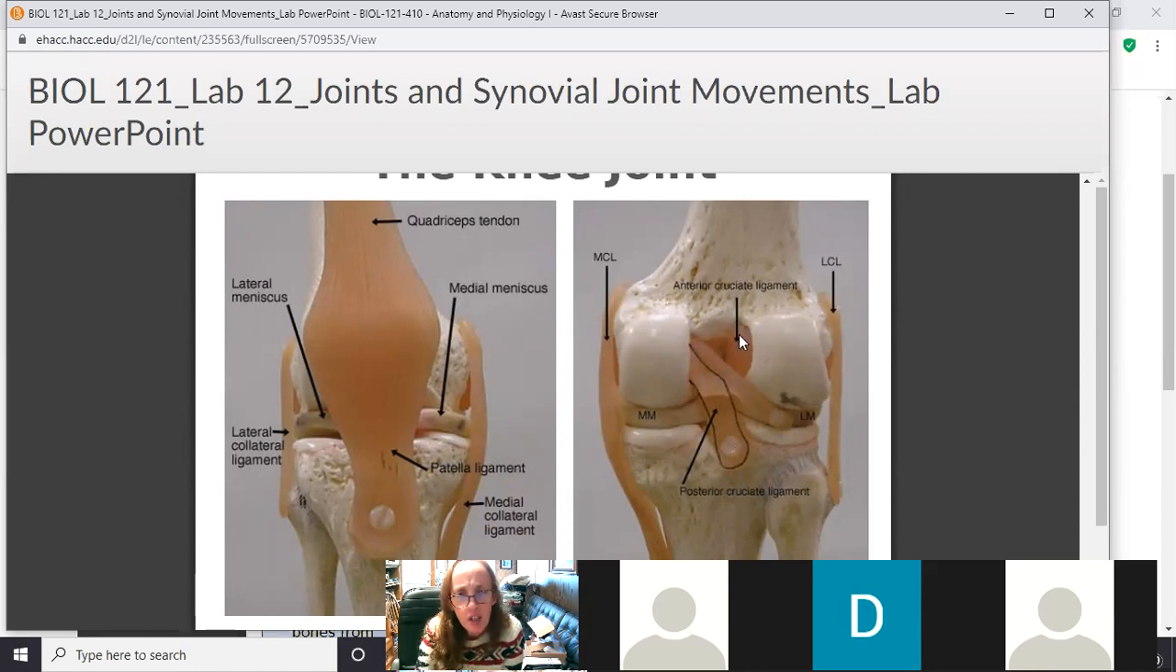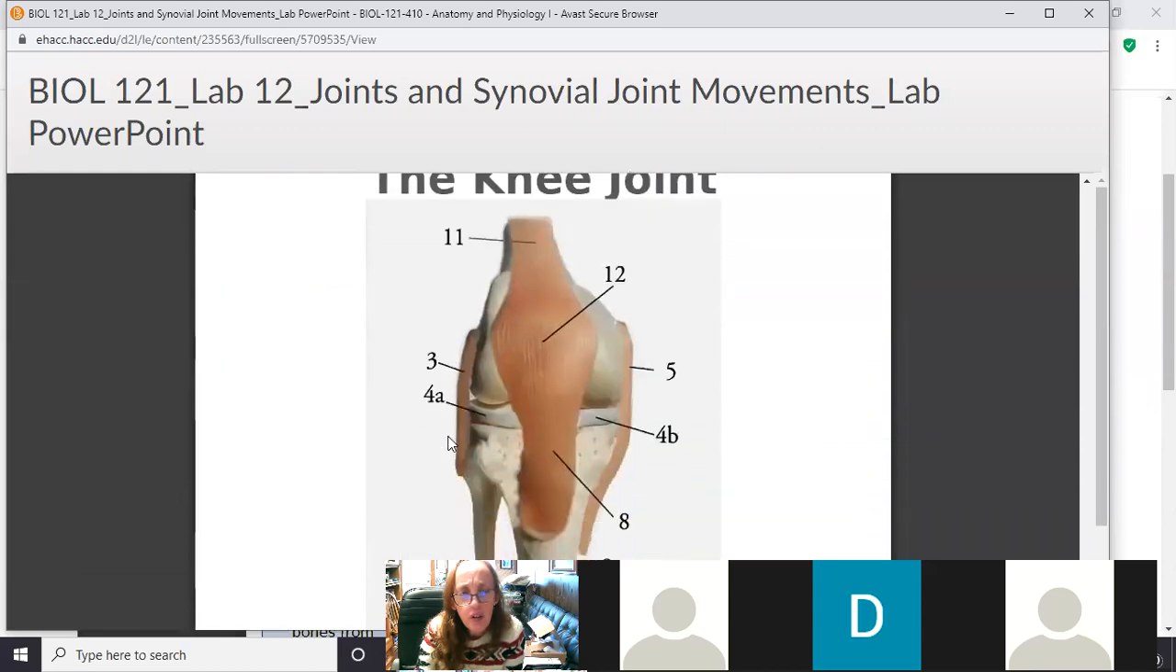Posterior cruciate ligament, anterior cruciate ligament, medial collateral ligament, lateral collateral ligament, patellar ligament, quadriceps tendon, lateral meniscus, medial meniscus, fibula, tibia, patellar ligament, medial meniscus, lateral meniscus, medial collateral ligament.